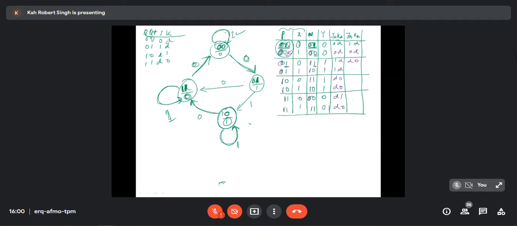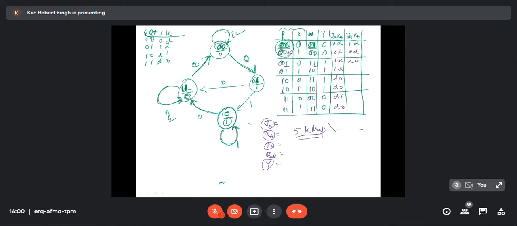Now I will not waste my time. Like this you have to fill up. Then your aim is to find JA. What is the expression? KA. What is the expression? JB. What is the expression? KB. What is the expression? Output Y. So you require 5 K maps: one for JA, KA, another one JB, KB, and Y.